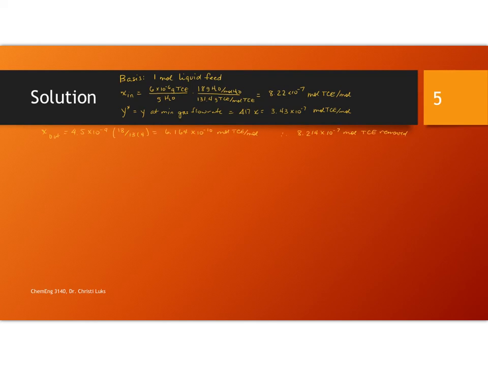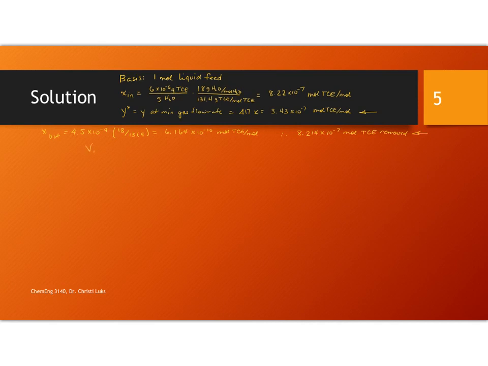So 4.5 times 10 to the minus 9th, again, because this was given to us for a liquid in parts per billion, traditionally that's going to be in mass fraction, so therefore converting this to mole fraction, I end up with this. Subtracting from my X at the inlet and the outlet, I find that 8.214 times 10 to the minus 7th moles of TCE have to be removed. Now that allows me to calculate, using that and this together, I can then find the minimum flow rate.